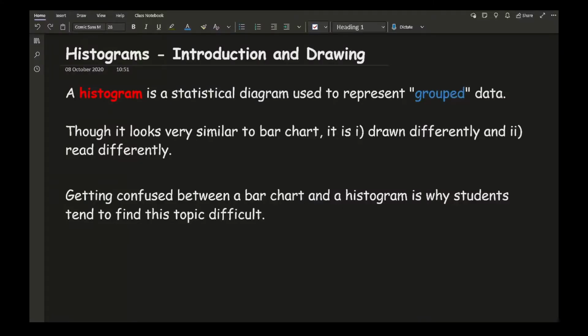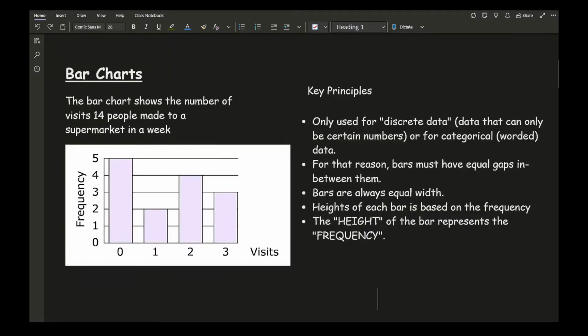Now, a histogram is a statistical diagram used to represent group data, and that's the key point: a histogram is used for group data only. Though it looks very similar to a bar chart, it is one, drawn differently, and two, read differently as well. Getting confused between a bar chart and a histogram is why a lot of students tend to find this topic difficult. Before we get started on a histogram, let's just have a quick refresh on bar charts.